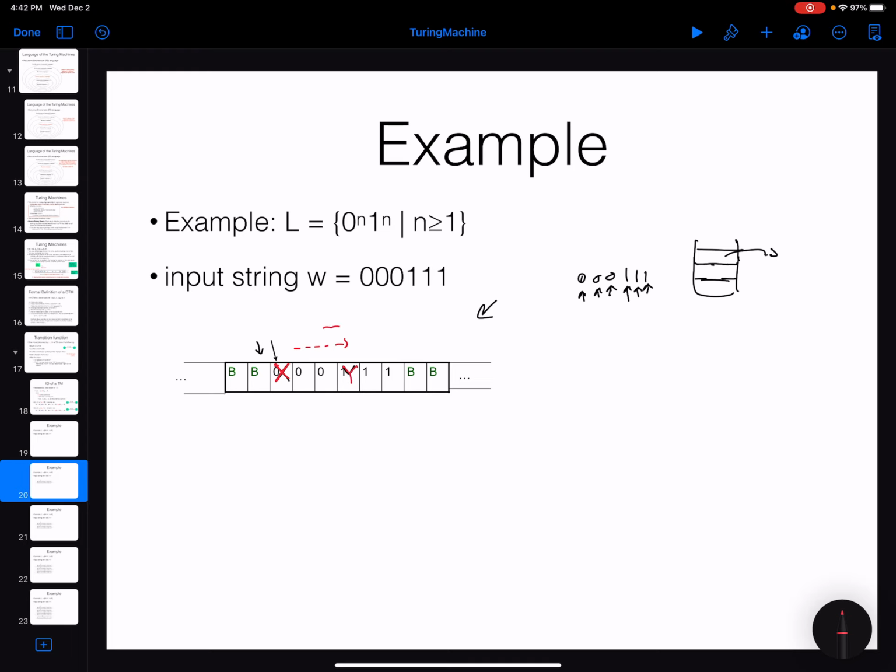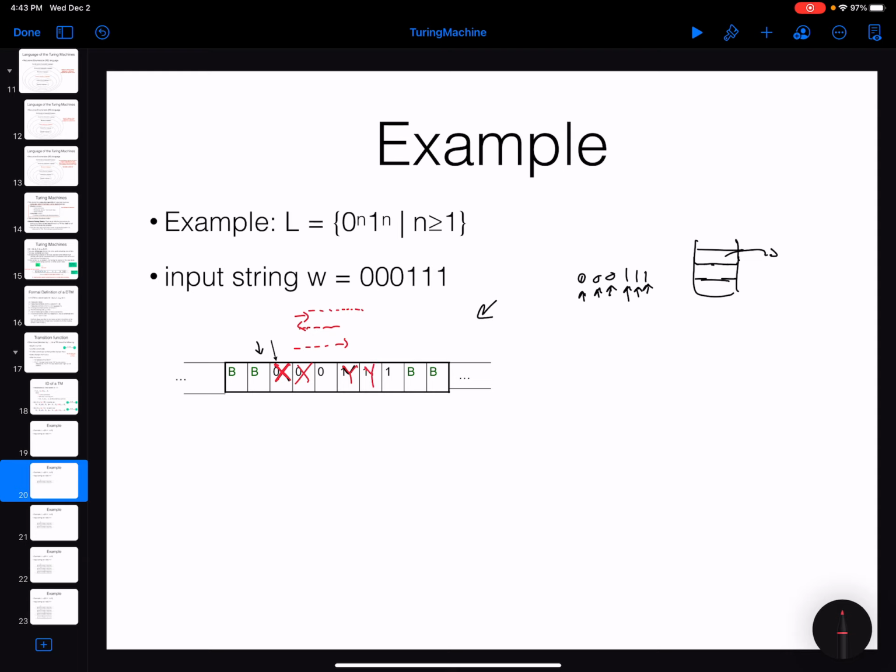Then I just go back and find the next 0. I'm going to go back to the very beginning and find the next 0. So basically I'm going to go back until I find an X, which tells me that this is the last 0 that has been changed to X. Then you go one move back, change this one to X, then you go forward until you find a 1, and then replace it with Y.